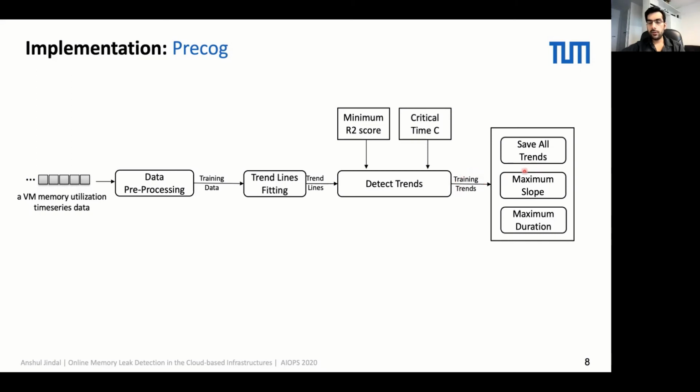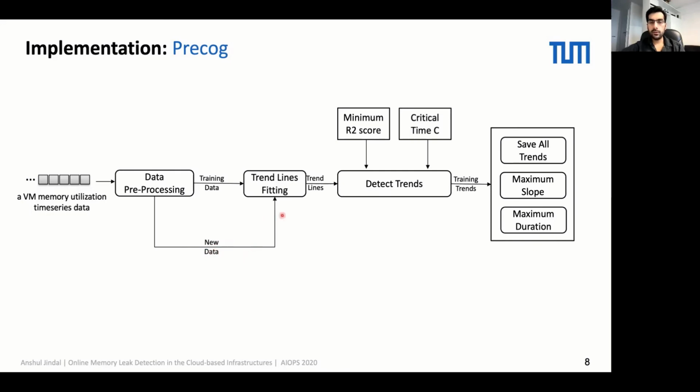Along with saving all the trends, we also save the maximum slope among all the trends and the maximum duration among the trends. This is just to add an optimization to the algorithm. After saving these training trends, we get new data which we want to analyze to see whether this new data has a potential memory leak case or not.